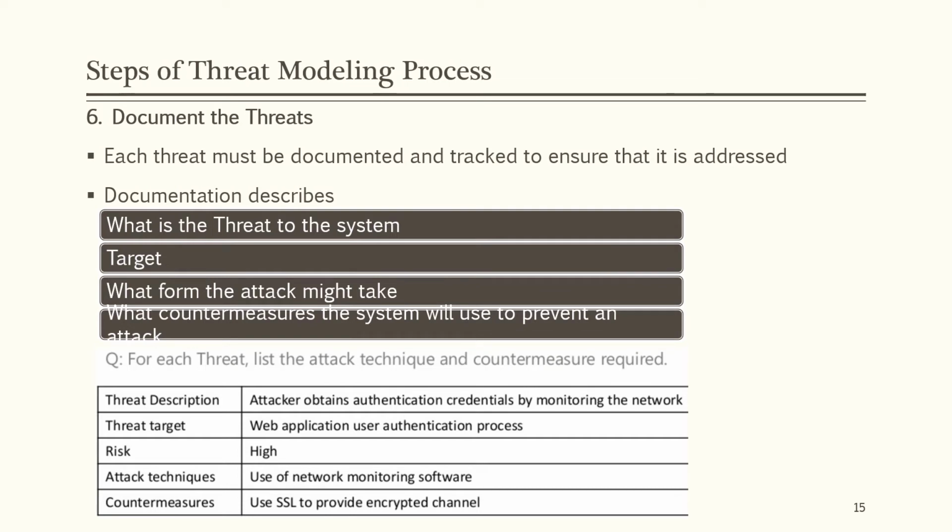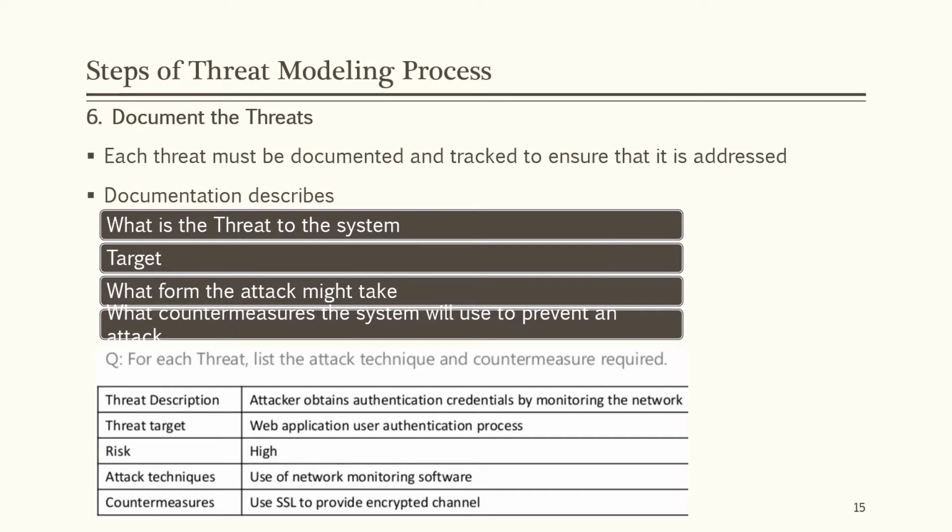Sixth step is document the threats. Each threat must be documented and tracked to ensure that it is addressed. Documentation describes what the threat to the system is, then the target, then what form the attack might take, and the last is what countermeasures the system will use to prevent an attack.